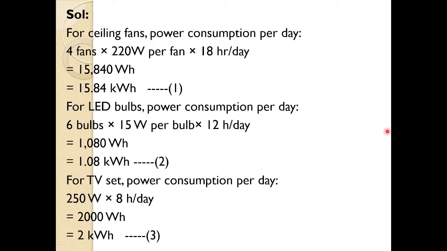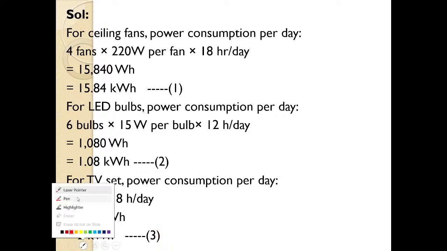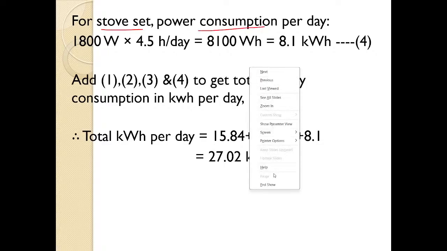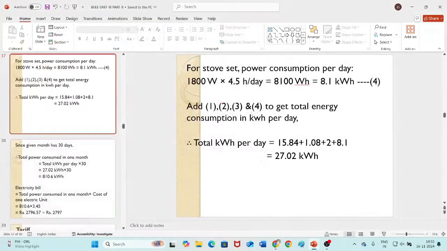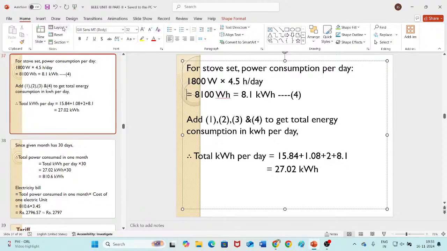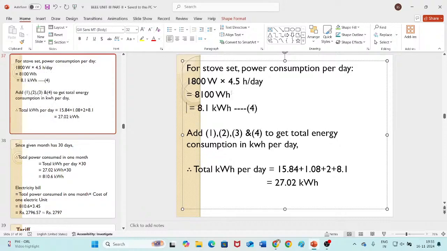Okay, I'm just moving to the next slide. Similar to this case, one more apparatus is there. What is it? Stove. A stove set is given, and the power consumption per day is given. So here, the rating of this stove is 1800 watts. It is operated for 4.5 hours per day.